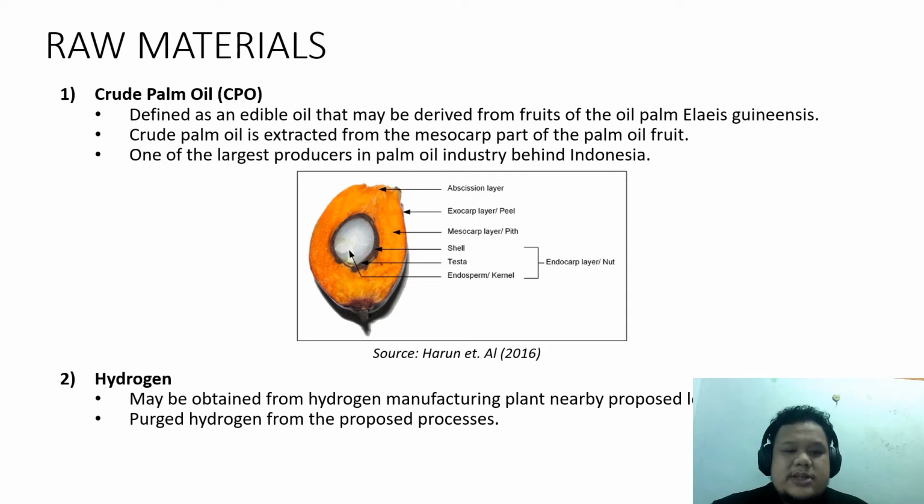The first material is crude palm oil. Crude palm oil is extracted from the mesocarp part of the palm oil fruit. As you can see on the slide, there is a mesocarp layer in the figure, and Malaysia is also one of the largest producers in the palm oil industry, behind Indonesia. The second raw material is hydrogen. It may be obtained from a hydrogen manufacturing plant, and there will also be purged hydrogen from the proposed processes.